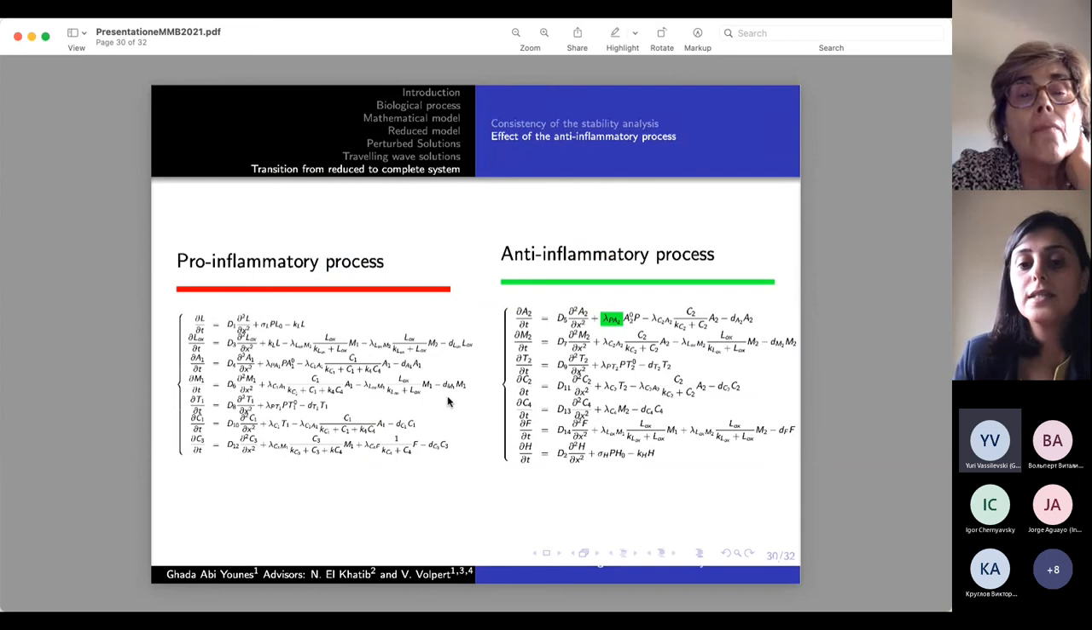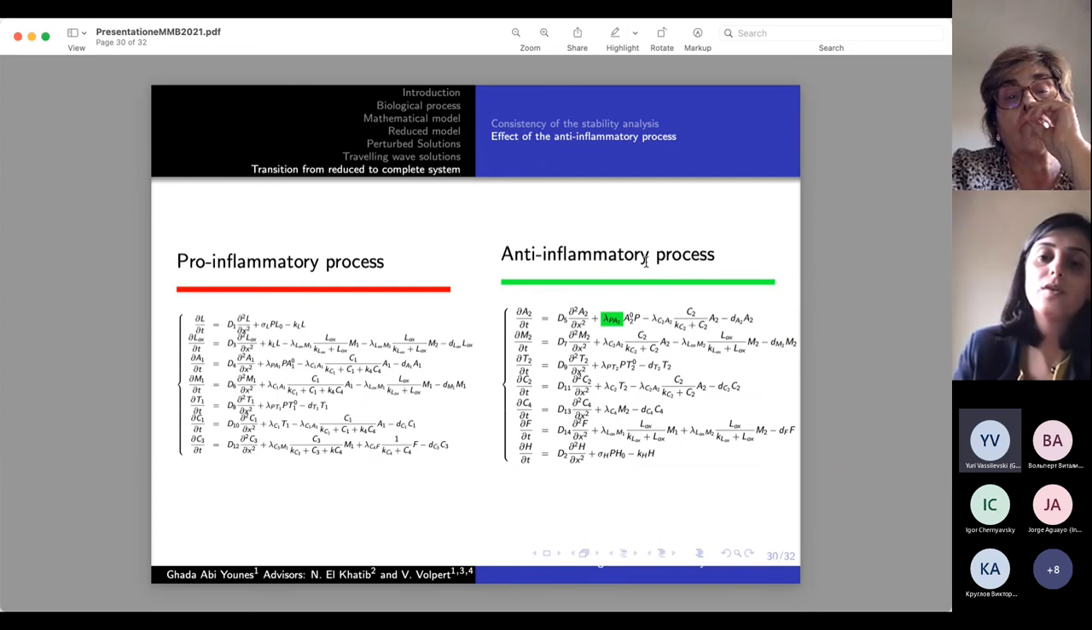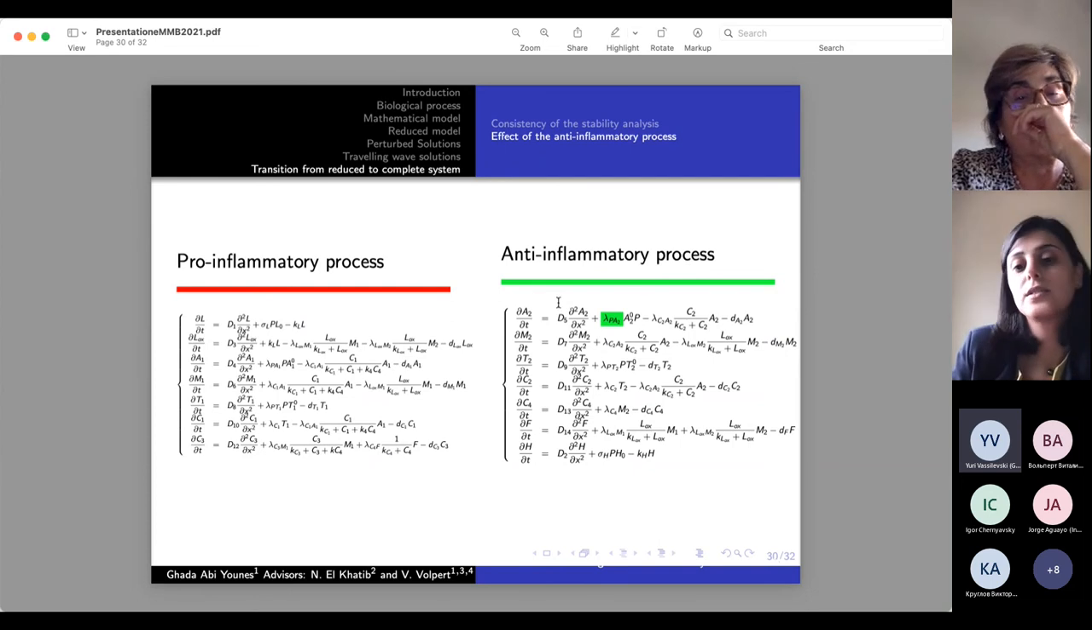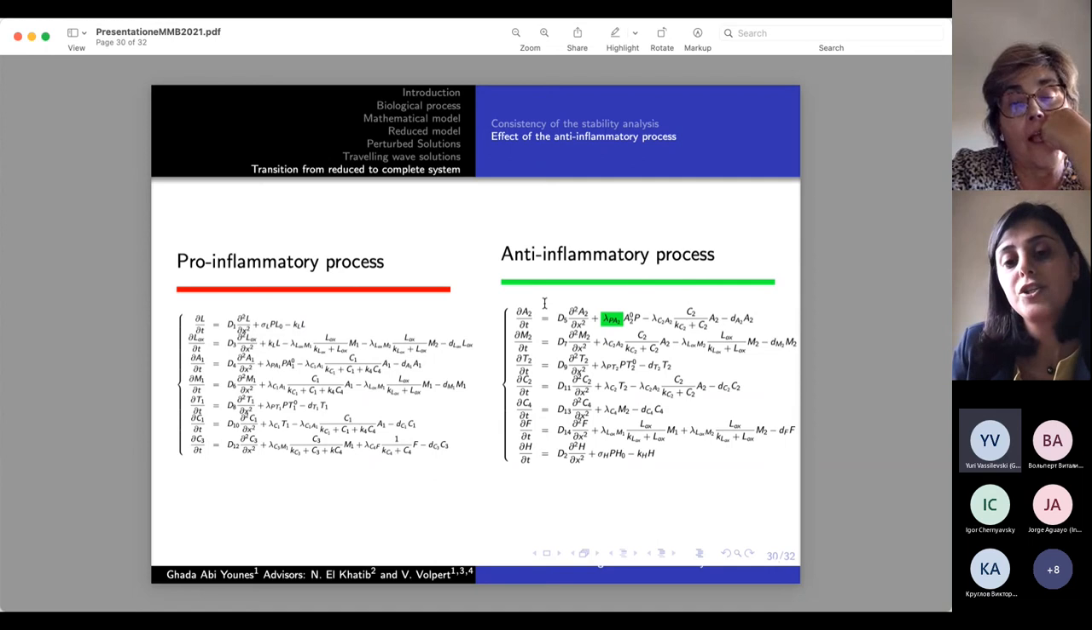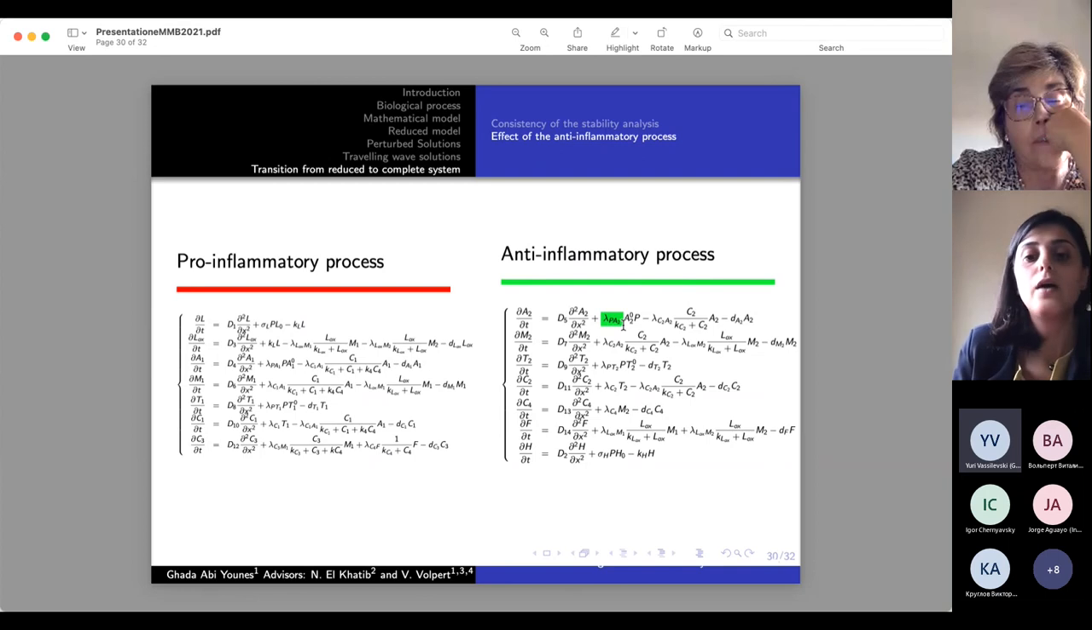And finally, as I told you before, in our model, we are describing two different processes, the pro-inflammatory process and the anti-inflammatory process. So in this complete model, the anti-inflammatory process is triggered by the penetration of anti-inflammatory monocytes towards the intima. So with this term, this is the source term for A2, the anti-inflammatory monocytes. What we are going to do is we will vary this parameter, lambda PA2, and see what happens to the behavior of the system.